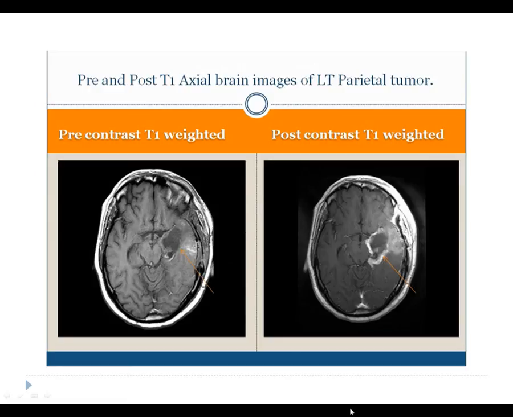These are pre- and post-contrast T1 weighted images of the brain. A left parietal tumor shows contrast enhancement due to a shortened T1 relaxation, causing a bright signal on the image.